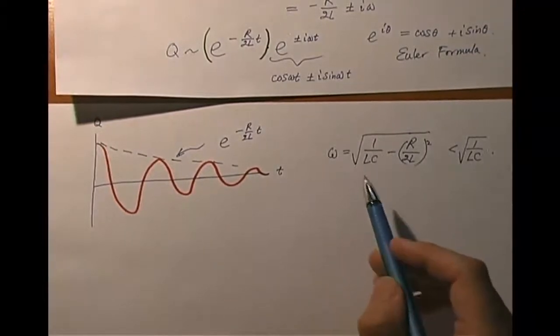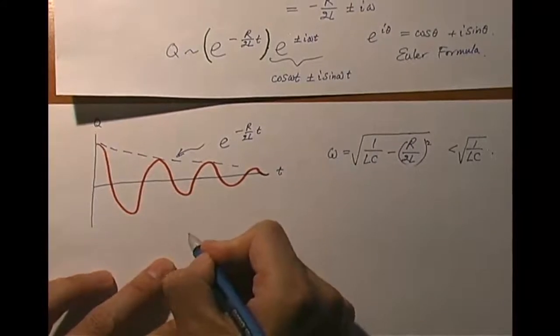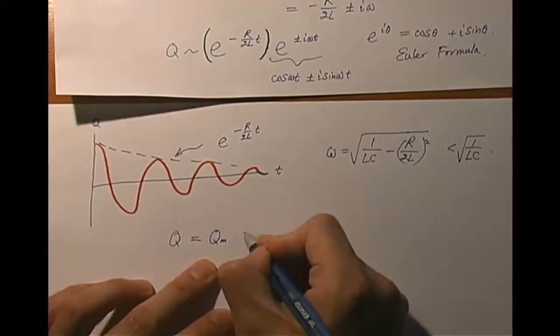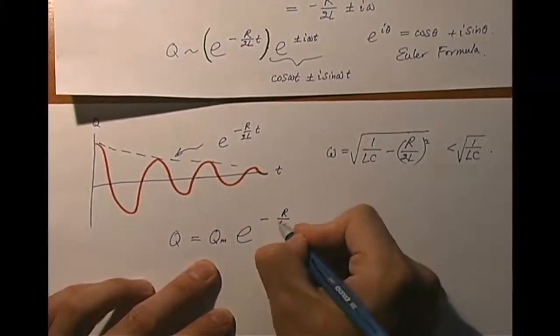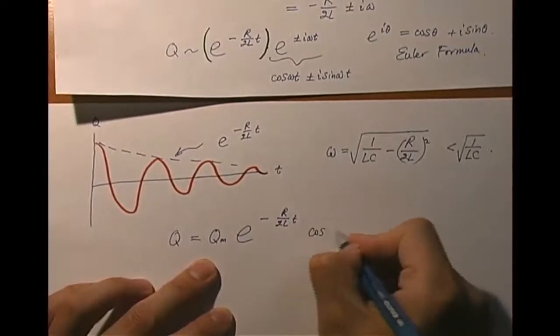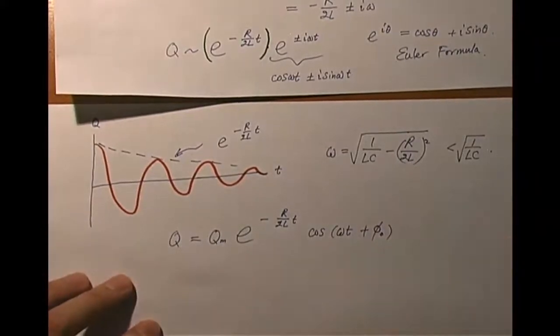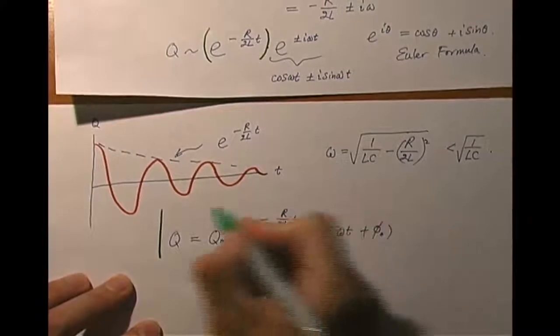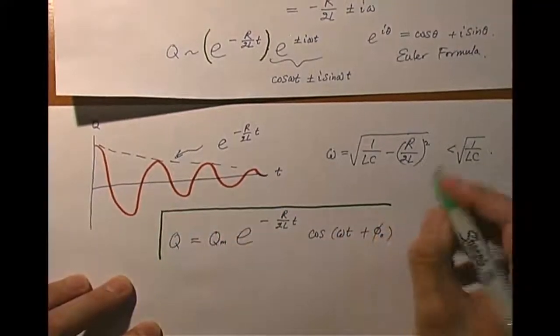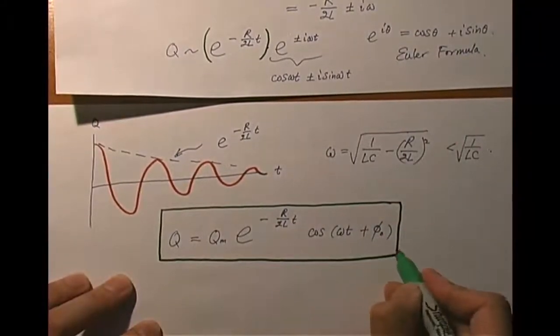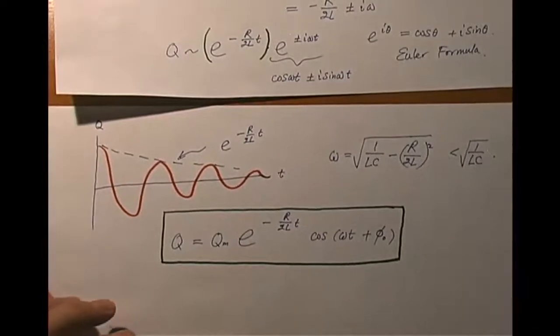Okay, so the full solution should look like this, with all the constants added in. Q equals Q maximum e to the power negative R over 2L t cosine omega t plus phi. You should expect a full solution like that. This is a damped harmonic oscillation, just like we would expect in a mechanical analogy. In a mechanical analogy, when you put in a linear damping force, you're going to get a damped harmonic oscillation. It's very similar here.